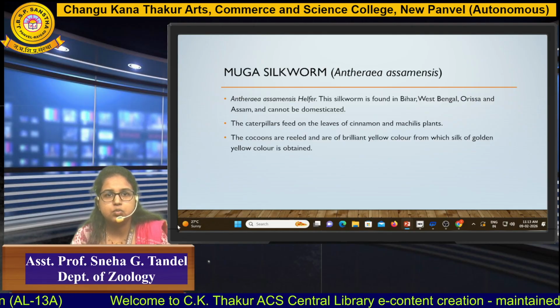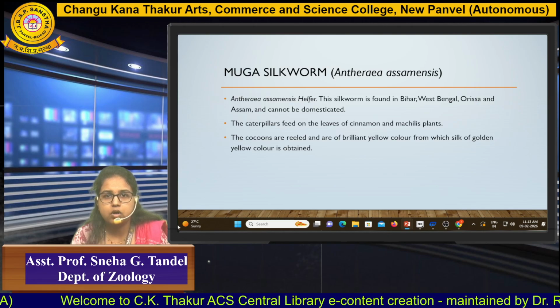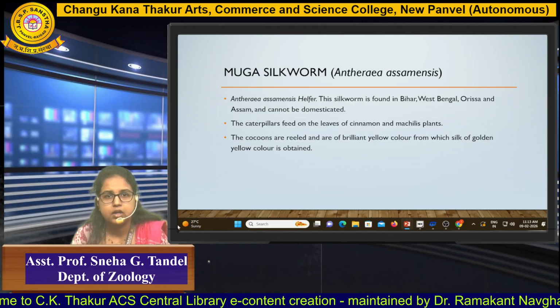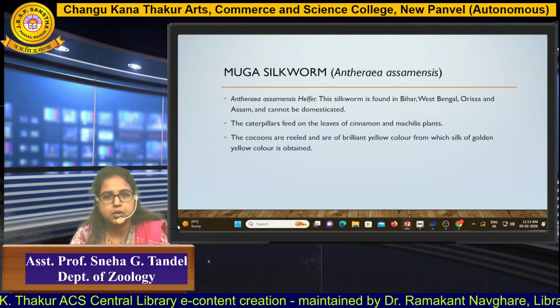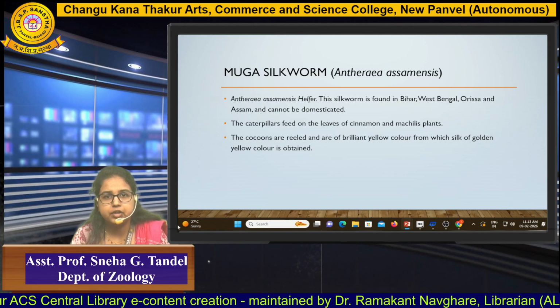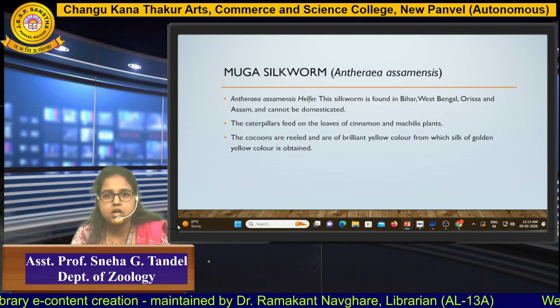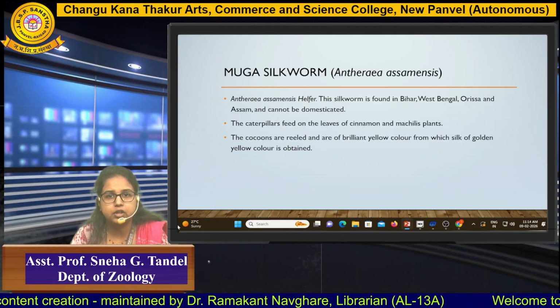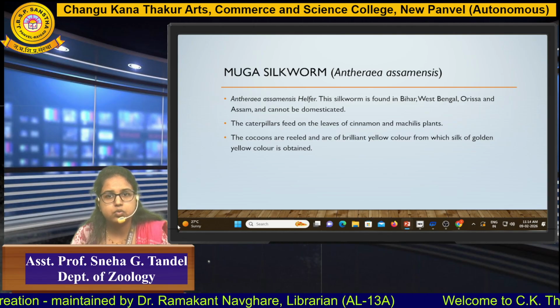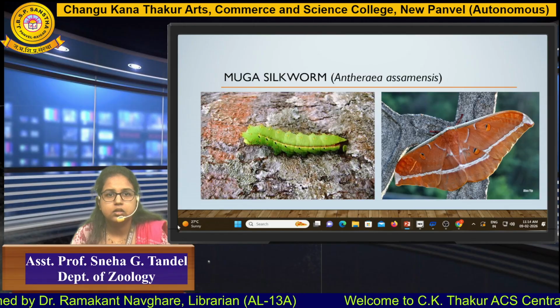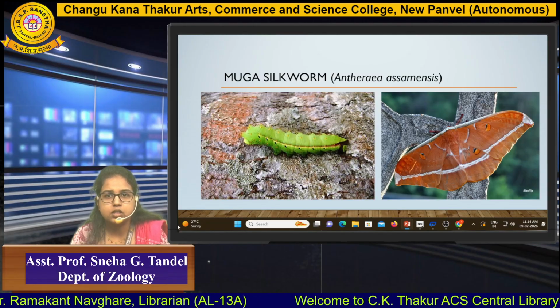Third species is Muga silkworm. This silkworm is found in Bihar, West Bengal, Orissa, Assam, and this silkworm also cannot be domesticated. The caterpillar feeds on the leaves of cinnamon and mischalis plant. The cocoons are reelable and are brilliant yellow in color. From these cocoons, we produce golden yellow colored silk. The image of the Muga silkworm.